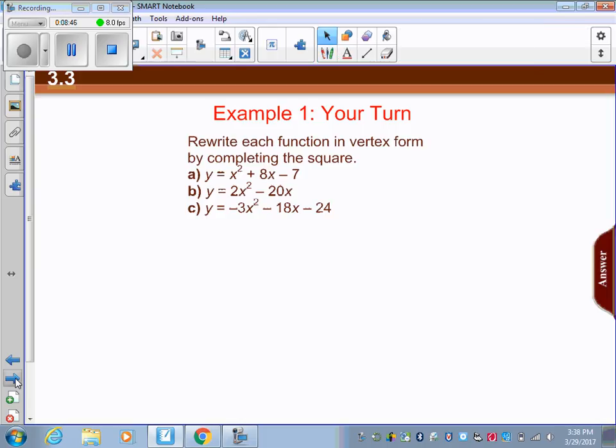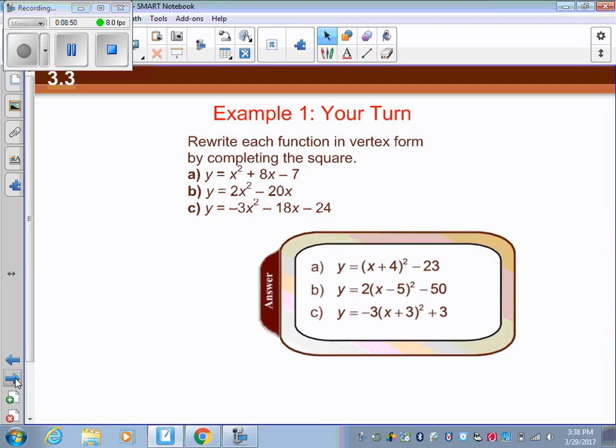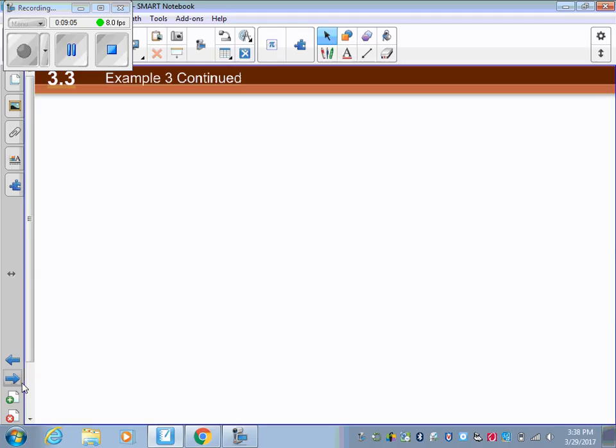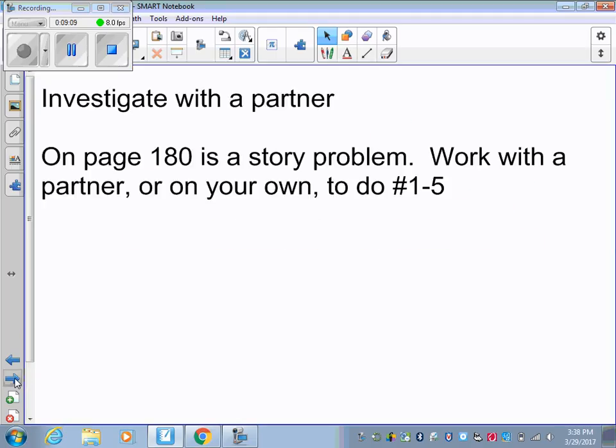I'll pull out the answer. You should get those for an answer. Now, we're going to be skipping over, you can try those from the book as well, but we will be skipping over example 2 and 3, and going into the story problems.